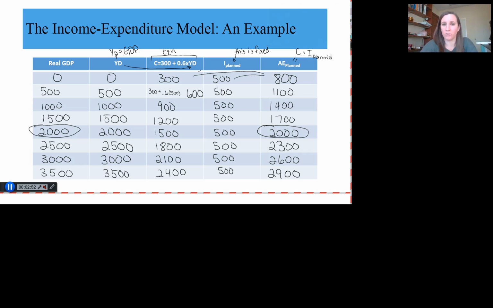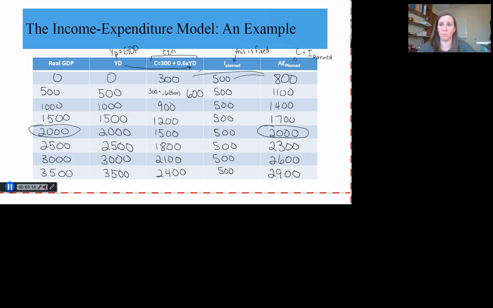And then you have your equation that I gave you for consumption. Consumption is 300 plus 0.6 times your disposable income. And so we figure that out by saying, okay, well, if our YD is 0, then our consumption is 300. Move to the second row. If our YD is 500, what's our consumption? Plug it into the equation, we find 600. And then we fill out that whole column.